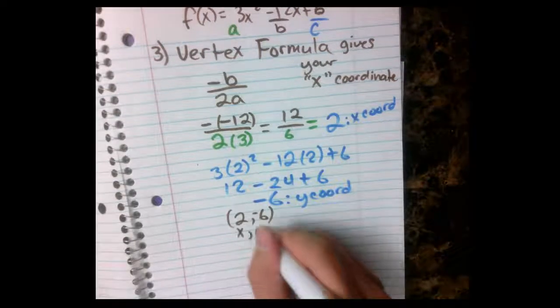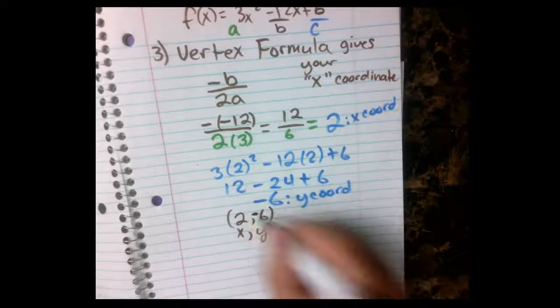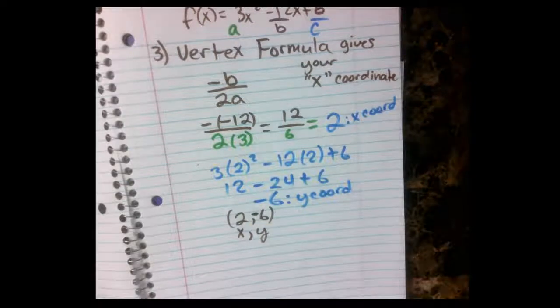Remember, we write it in x comma y. That's a negative sign. (2, -6) is our vertex. And now that we have our vertex, the last thing that we need is our axis of symmetry. Keep in mind that your axis of symmetry is a vertical line. All vertical lines have the same standard format.